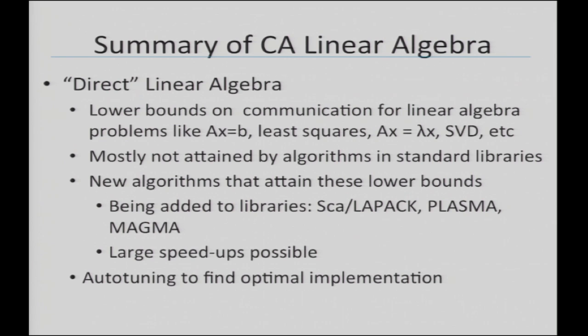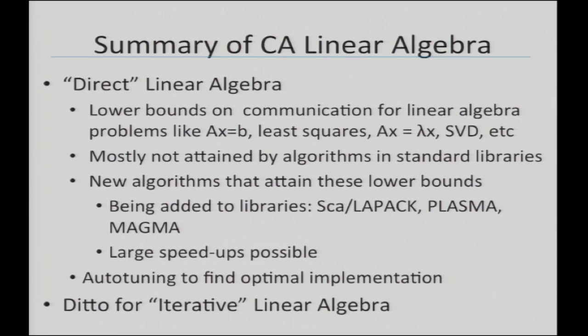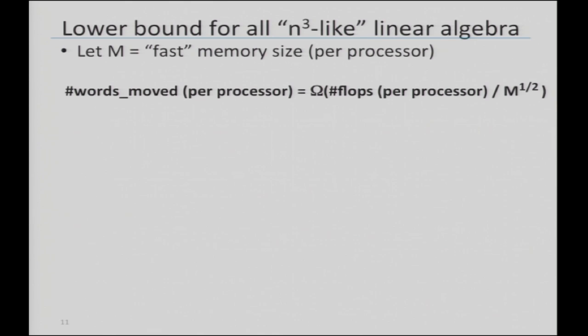Okay, so what are these lower bounds? So let me state them all for anything that smells like three-nested loops, so I'll call it n-cubed-like. The communication lower bound is going to depend on the amount of fast memory you have. So if it's a single processor, think of that as your cache. The slow memory is the DRAM. If you're on a parallel processor, think of M as your local memory. The rest of the slow memory is the memory owned by all the other processors.